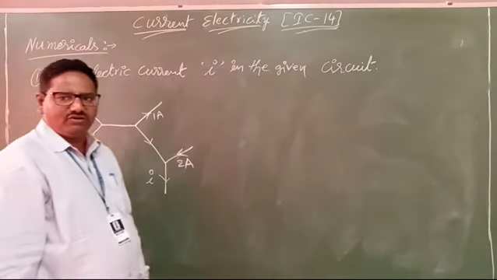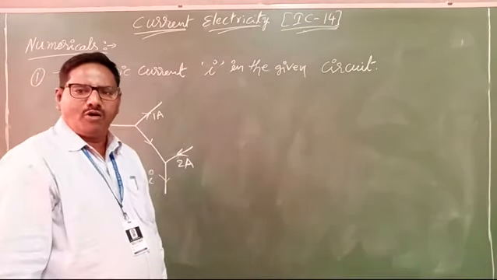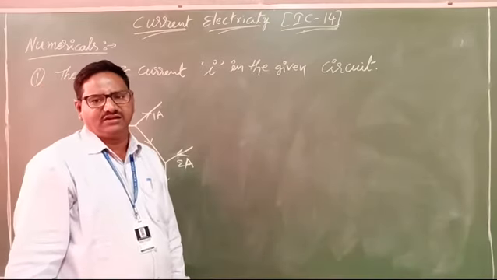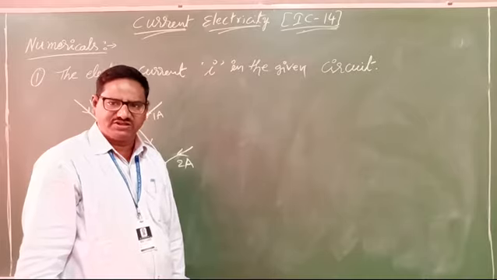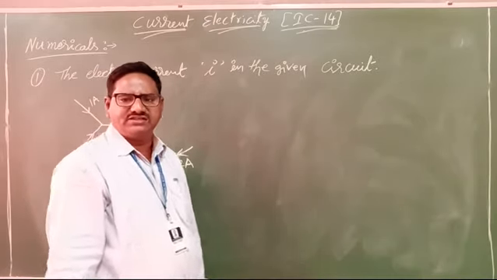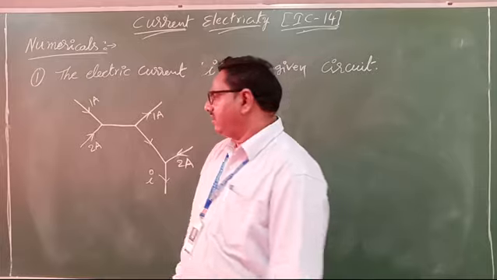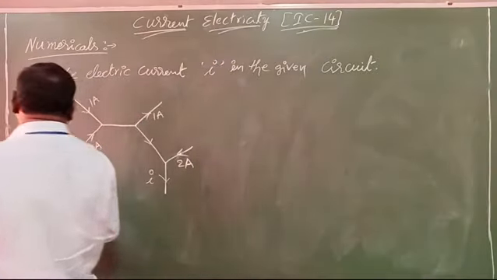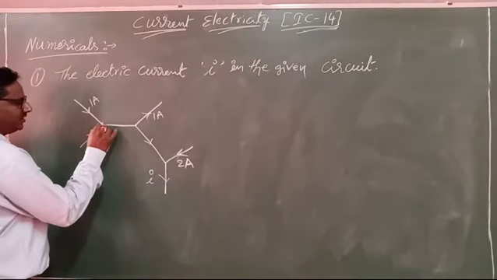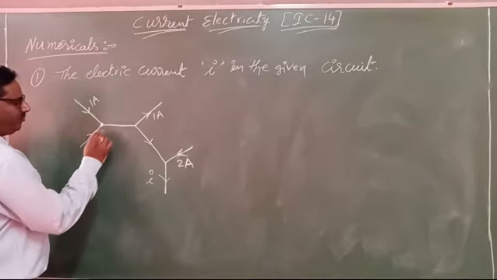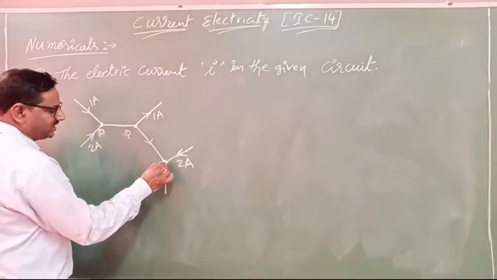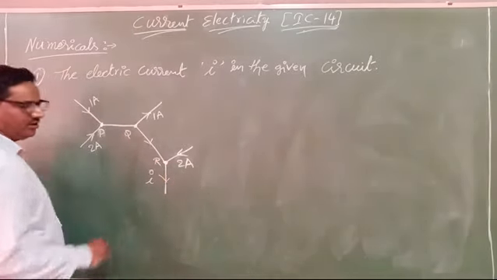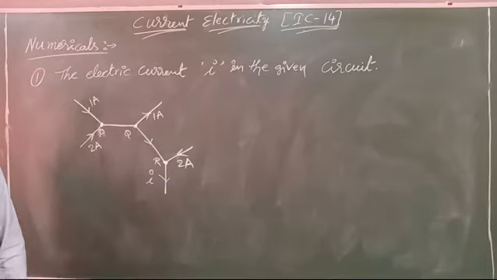Already we discussed: what is the Kirchhoff first rule? The algebraic sum of currents entering the junction equals the algebraic sum of currents leaving the junction. Here, what are the junctions in this sum? This is one junction named P. One more junction is named Q, and here one more junction is named R. Here how many junctions do we have? 3 junctions: P, Q, R. Say yes or no?